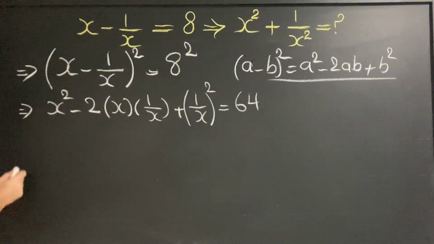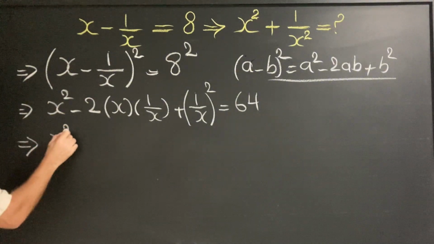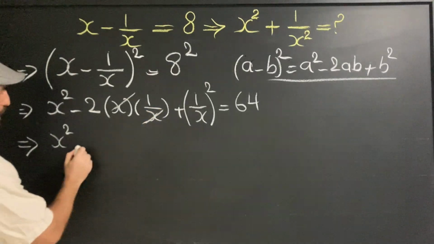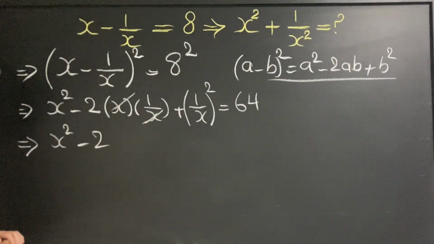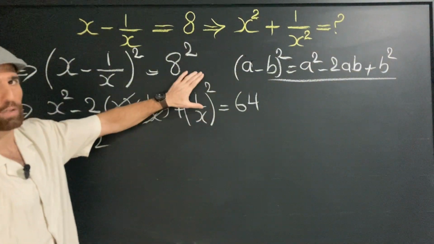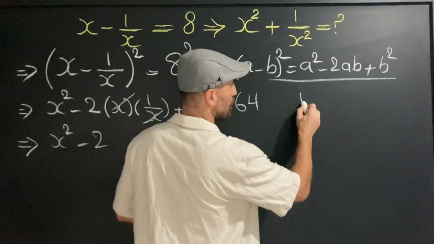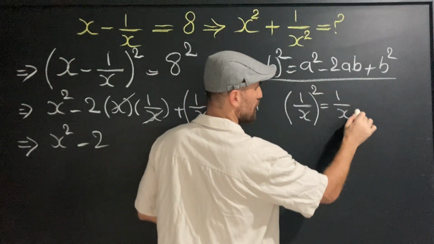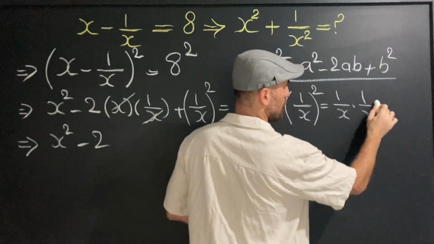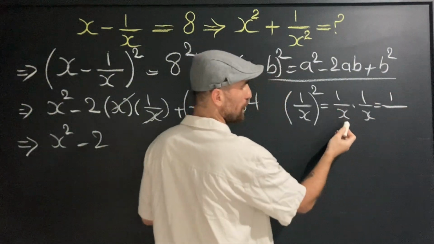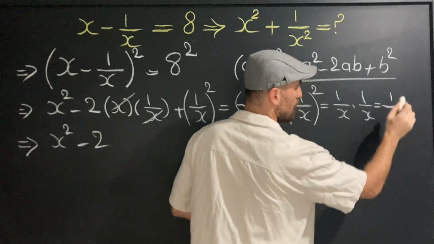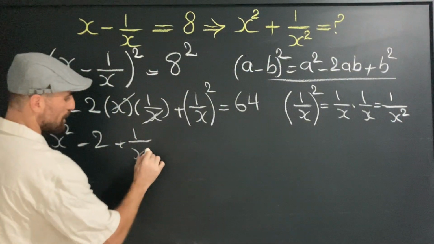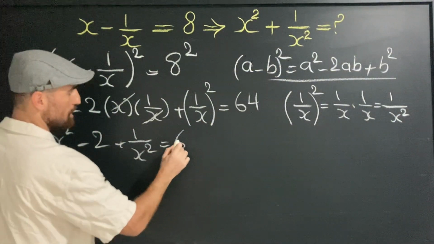To continue the solution, let me write this x to the power of 2. Next, this x on top, this x bottom can be cancelled off. So here we have minus 2. And finally, 1 over x to the power of 2. What is this? Let me show you. 1 over x to the power of 2, which means 1 over x times 1 over x. So 1 times 1 is going to be 1, x times x is going to be x squared. So let me write it here, plus 1 over x squared equals 64.